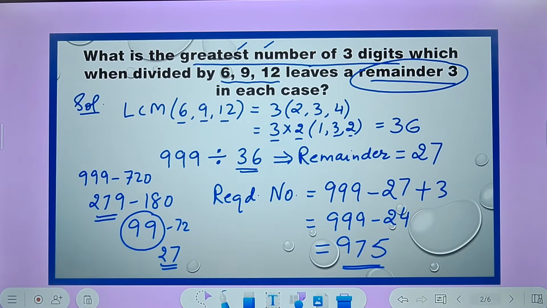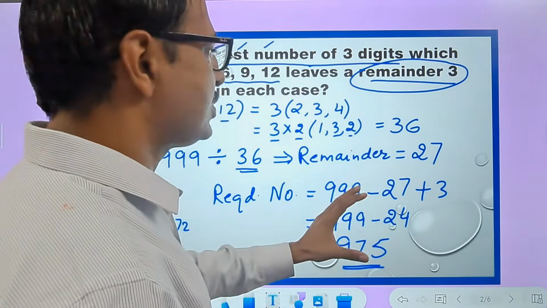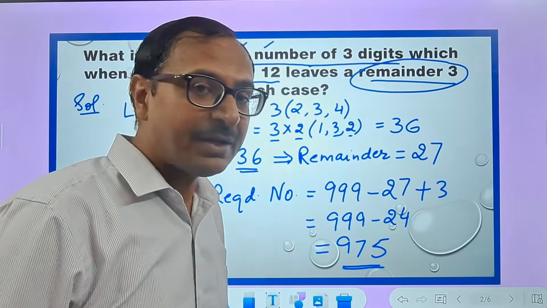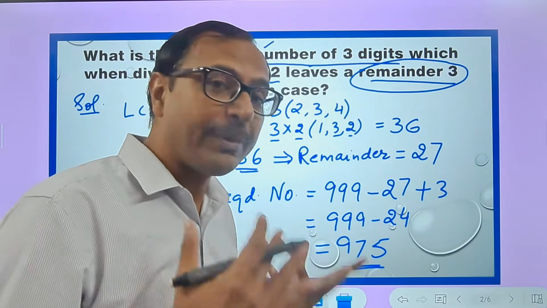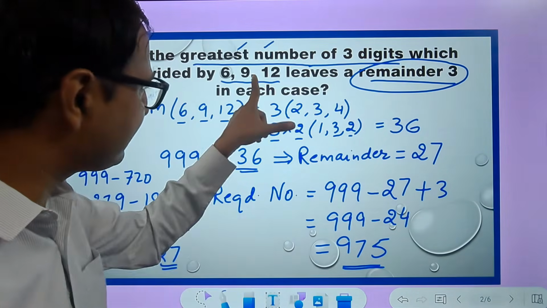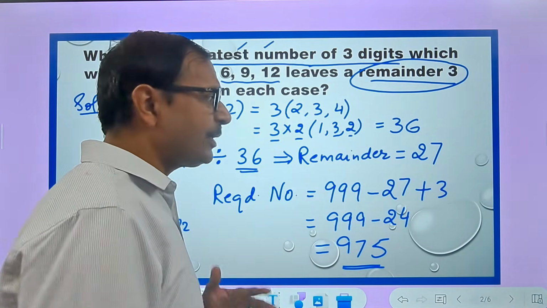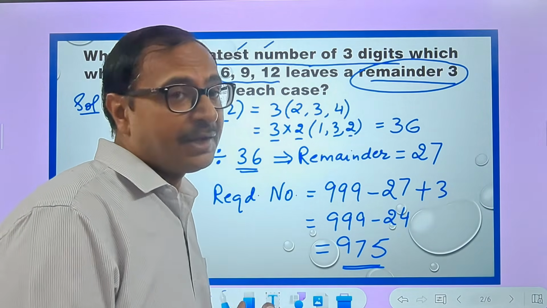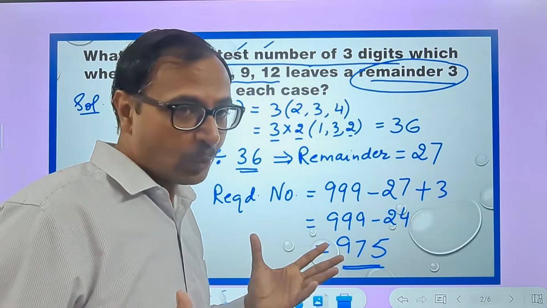Isn't that easy? There are 2 or 3 short tricks which we have used here. This is the traditional method, but within the traditional method we are using so many short tricks. So 975 is the answer. Many students who have practiced these short tricks do this method orally also.